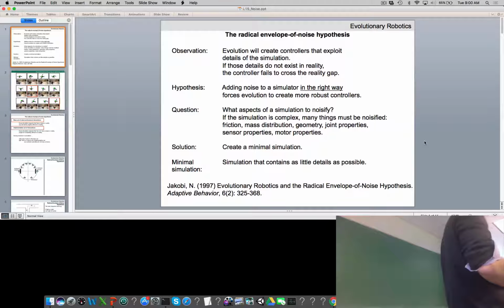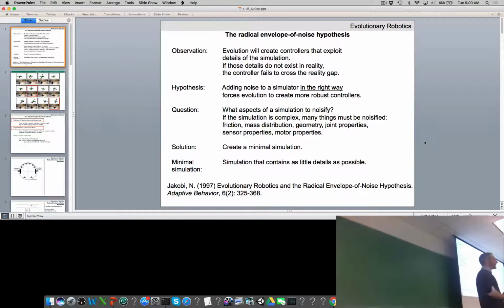Okay, so the hypothesis back then is, let's not necessarily put momentum into the physics engine, because that's a hard thing to do. Let's instead be a little bit lazy, and we'll just put some noise in the simulator that will force evolution to create more robust controllers. So let's say we put some noise in there so that whenever the wheels change speed, the robot changes speed randomly. It slows down a little bit faster, or it slows down slower. Whenever it slams on the brakes, the robot comes to a halt at different times.